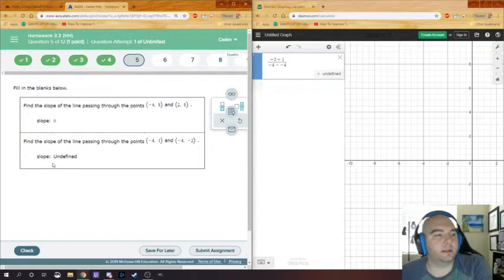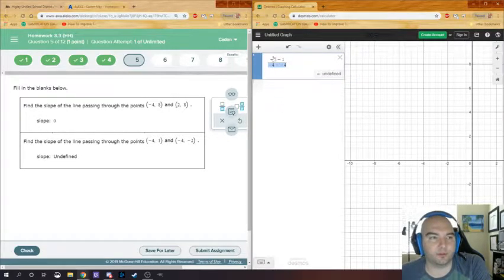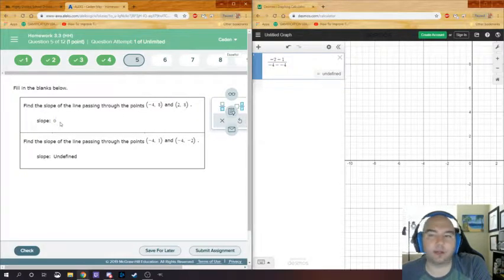Now keep that in mind. The undefined is caused because the bottom stuff cancels out to make 0. This makes 0. The top doesn't make 0. The bottom makes 0. So when the top makes 0, you're getting a slope of 0. When the bottom makes 0, you're getting undefined.